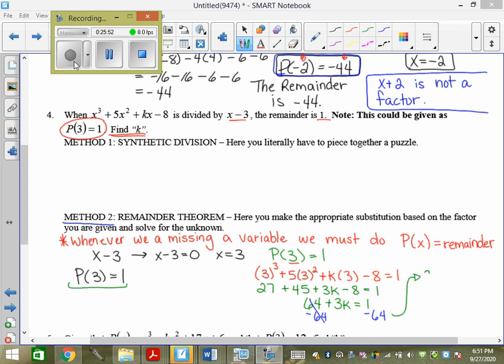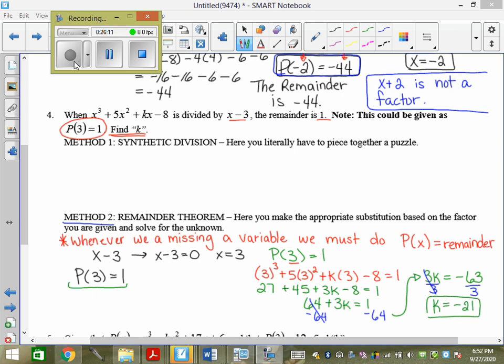And I get 3k equals negative 63. Need to get k by itself, so I'm going to divide by 3. And k equals negative 21.